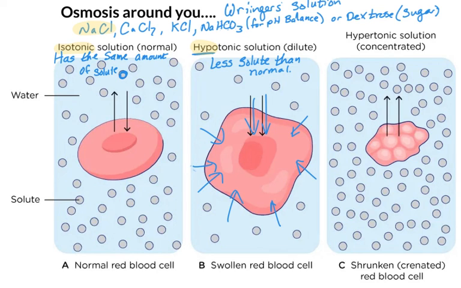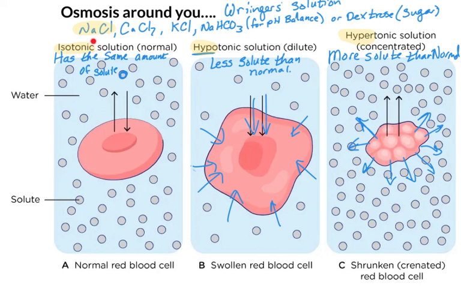And finally, we can see what happens if we have too much solute. So too many solute particles we're going to call hypertonic. So like hyperactive, it's hyper, it has more than normal, very concentrated solutions. And that's similar to the snail and the salt. And what you'll see is the water will flow out of the cell. And similar to the snail, you'll see that the blood cells will just shrivel up.